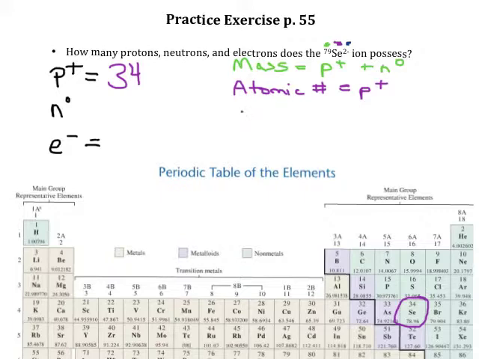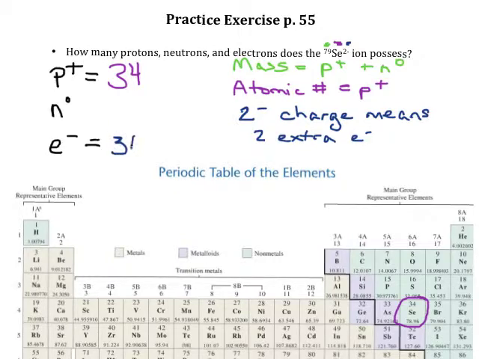So our 2 minus charge means 2 extra electrons. Again, because electrons have a negative charge. So if I had 34 protons and 34 electrons, my charge would be neutral. You wouldn't see anything there. But since my charge is 2 minus, I've got 2 extra electrons. So instead of 34, I've got 36.